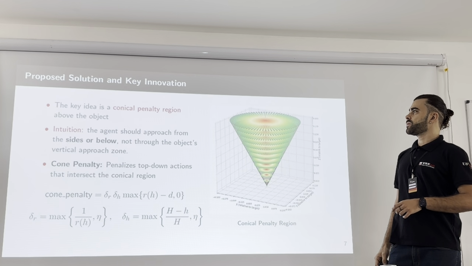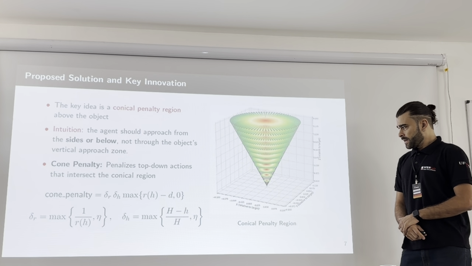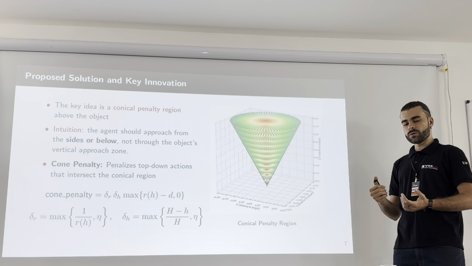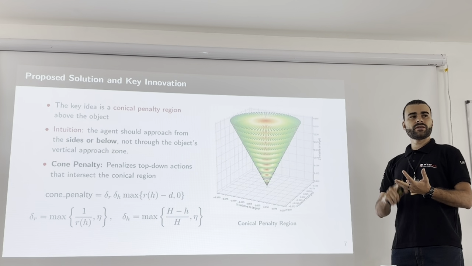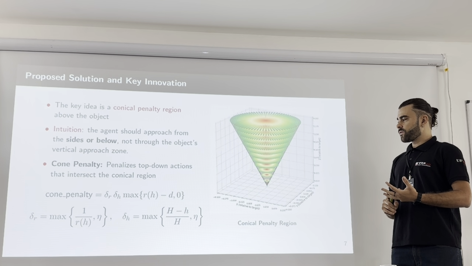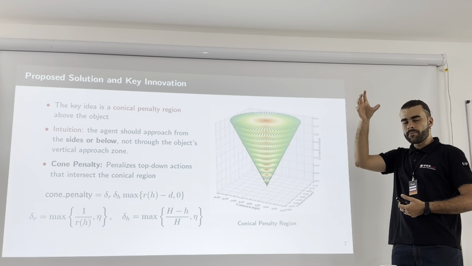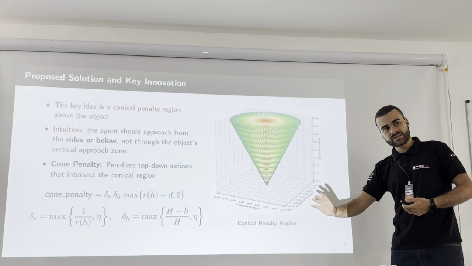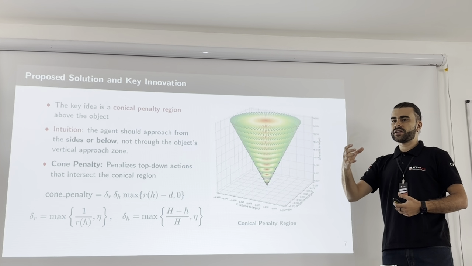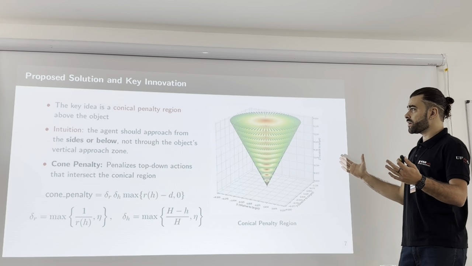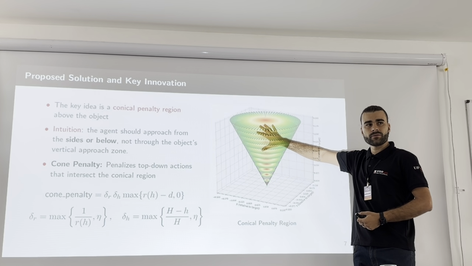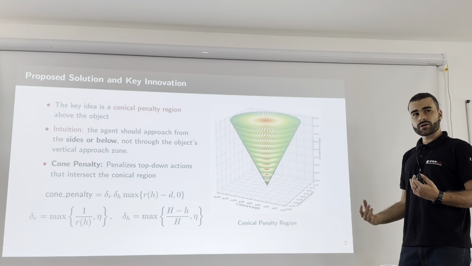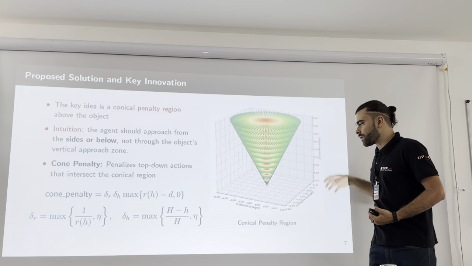And here is our proposed solution and key innovation. So as we think about collecting an object on a fluid, we of course don't want to splash the water, we don't want to create disturbances in the water, and of course we don't want to position the tool above the object to be collected. Like we saw in the first image, we usually come from the sides to collect the object and remove it from the water. So here the main idea is to create a high penalty region in the form of a conical penalty region, which encourages the robot to come from either the side or below.